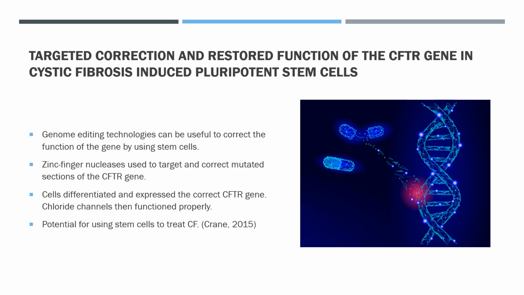And in another study from 2015, it was suggested that genome editing technology could be useful in correcting the function of the CFTR gene. And this would be done by using stem cells from fibroblasts. The researchers used zinc finger nucleases to target these mutated sections of the CFTR gene. And in vitro, the cells differentiated and expressed the correct CFTR gene. And so then the chloride channels that I had mentioned earlier actually functioned properly. This study definitely shows the potential for using stem cells as a treatment for CF.